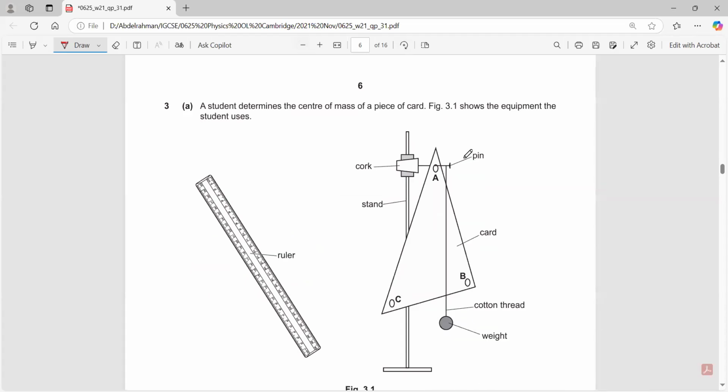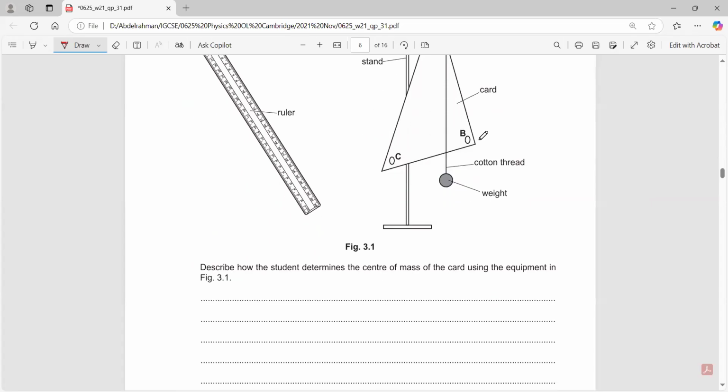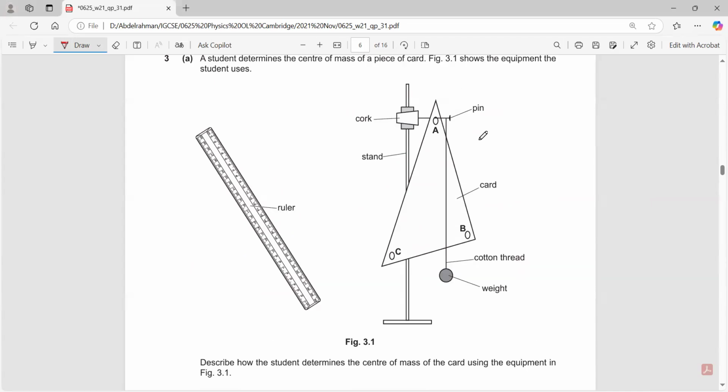A student determines the center of mass. Describe how the student can determine the center of mass using this equipment. How can he use this equipment to find the center of mass? First of all, you need to draw a line. The weight is already attached to the cotton thread. So I can draw a line using the ruler, a vertical line, not a horizontal line, along the thread.